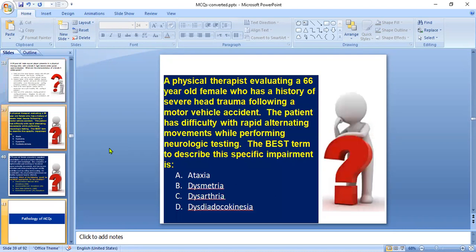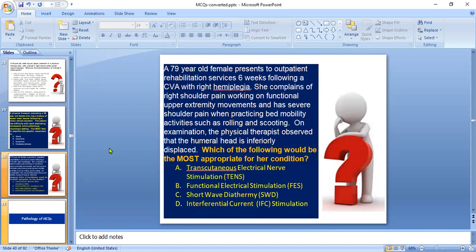So this is another example of that clinical vignette which contains the stem, then the lead-in, and these are the options. This is another example of such a clinical vignette, which is a context-rich MCQ.